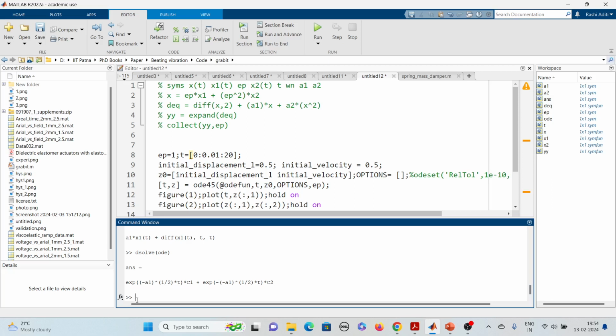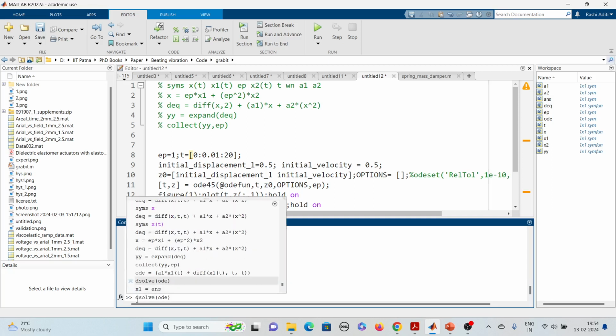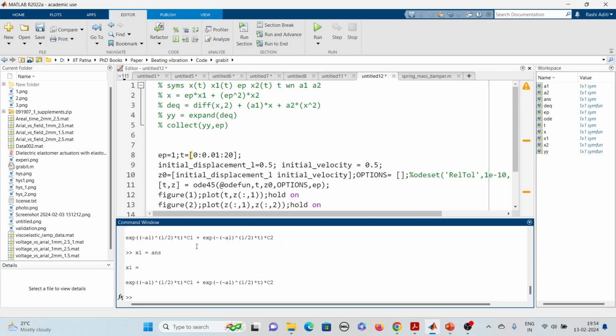Now I want the expression of x2 as well. If I get the expression of x2, then I can write the equation as x1 plus epsilon into x2. Correct? So I can find that. Like I got the answer. Now I'll define x1 equals answer. That is my x1. Now I'll replace this in the second expression.